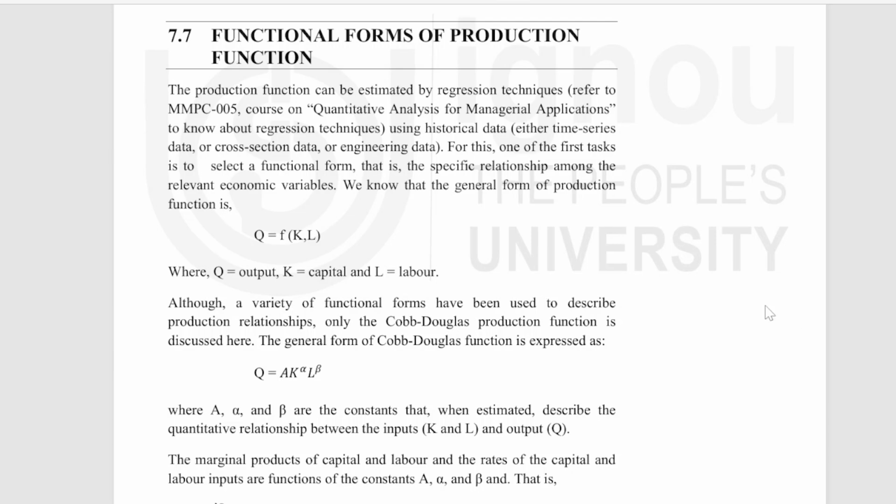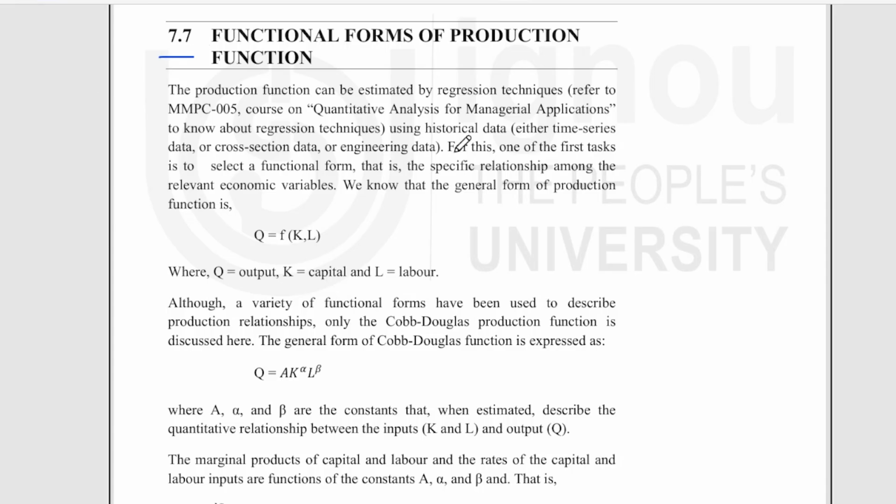In today's session, we will start with Unit 7, subsection 7, and we already discussed Unit 7 till 7.6. So please refer to the last videos, and it's functional forms of production function. Okay, so this is about this subsection. The production function can be estimated by regression techniques, and that we discussed in MMPC 005. You can refer to that also from our YouTube channel, MMPC 005.